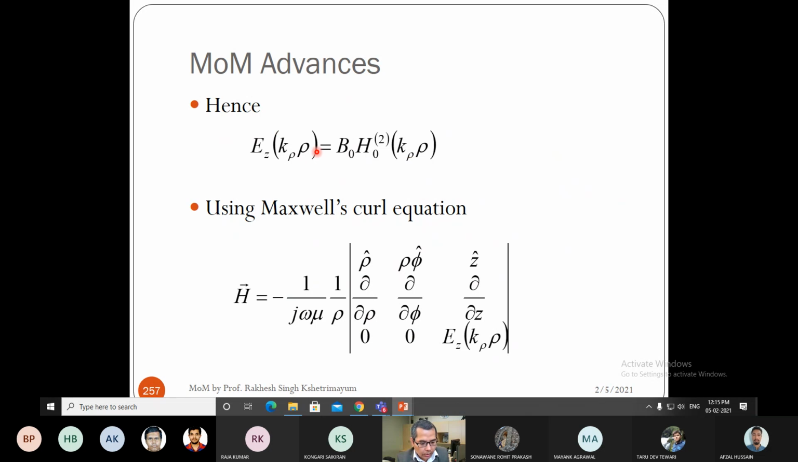Once I have the electric field, I can find out the magnetic field by using the Maxwell curl equation. Curl of E is equal to minus j omega mu H. So I find out curl of E divided by minus j omega mu, and I get the magnetic field. This electric field has only one component, the Ez component. So Ex and Ey are 0, E rho and E phi are 0. Only Ez is here.